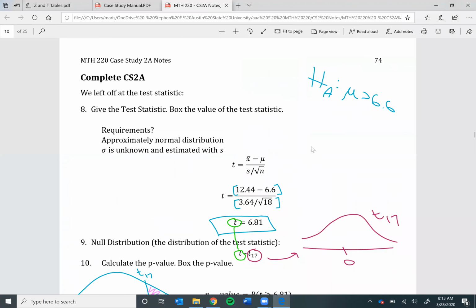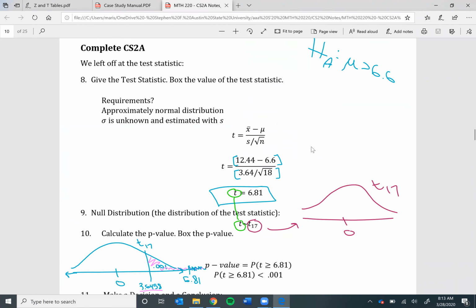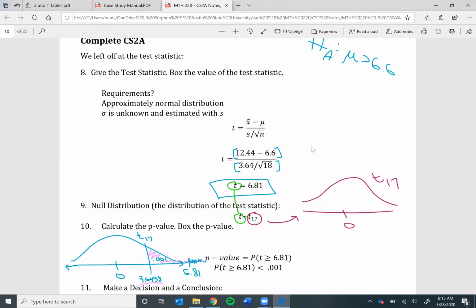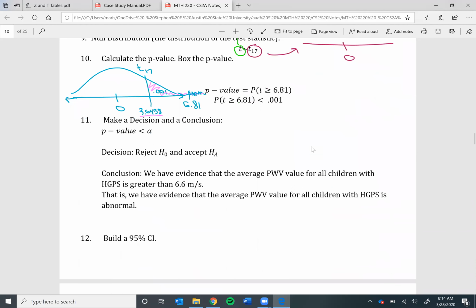Once we calculate a test statistic, that's when we're able to use our t-table to get a p-value, or more so, a range on our p-value. With our t-table, we don't get exact p-values. We get that our p-value is between this and that, or bigger than that, or smaller than that. That's really all we need to make decisions.